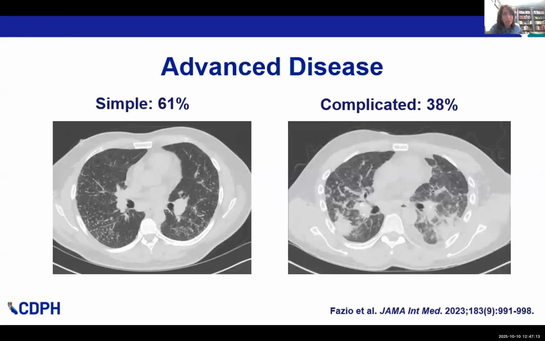We have found through our surveillance that a lot of the disease that's being reported is advanced disease. So you can see here on the left is what we call simple silicosis. If you're not used to looking at a chest CT, imagine the patient is lying on his back, his legs are coming out of the screen, and this is a cross section through the chest. On the left, you kind of see a starry sky type of picture, all these little white dots that shouldn't be there in the lungs. And that's called simple silicosis.